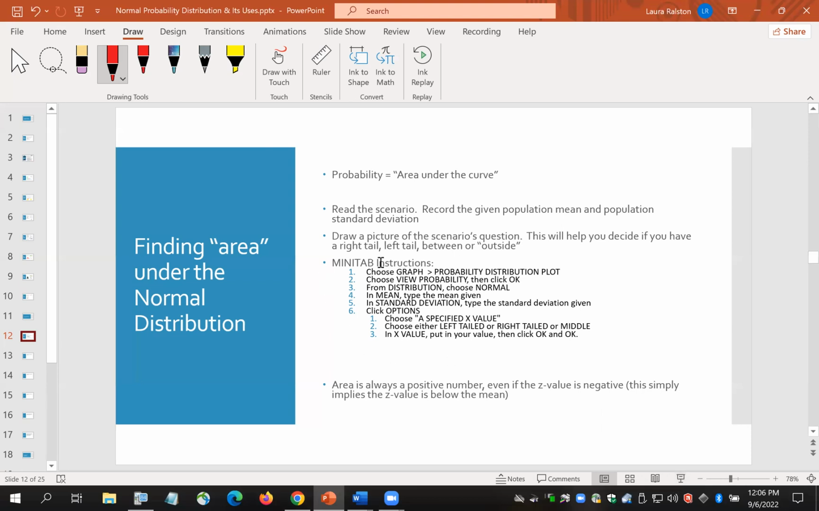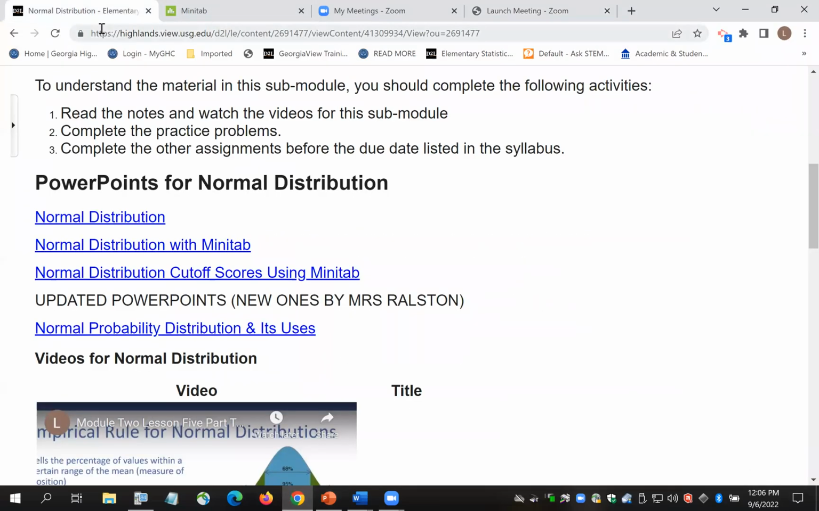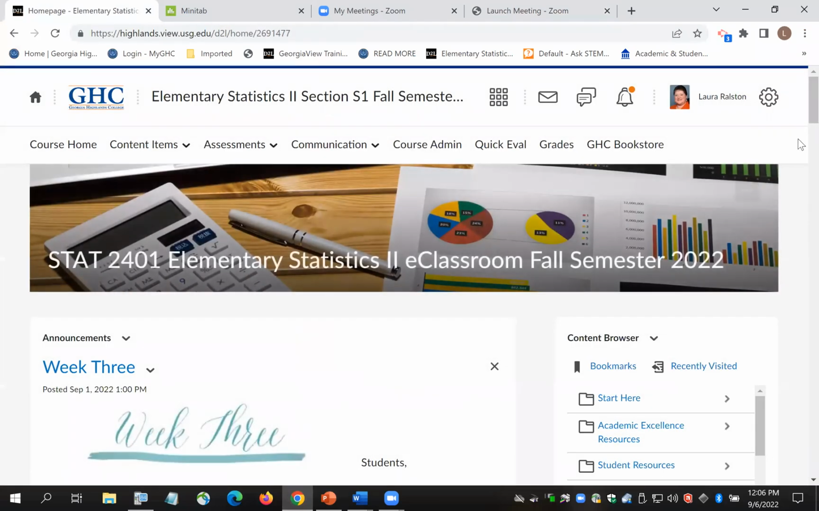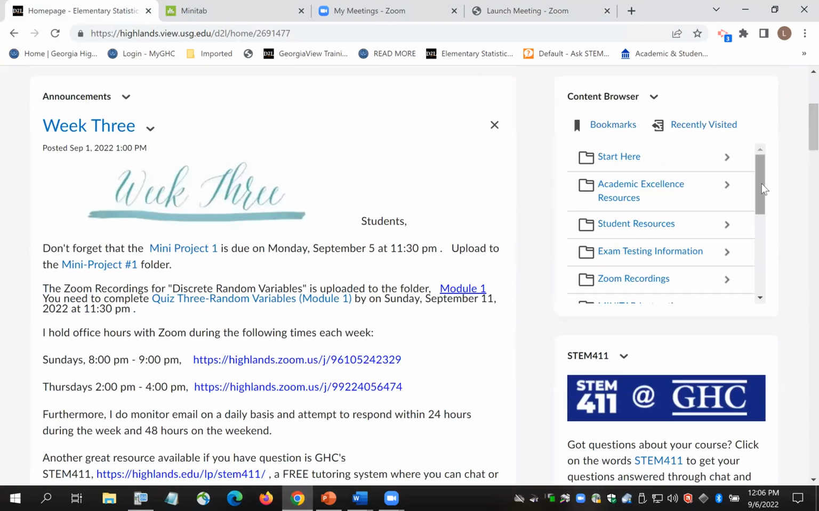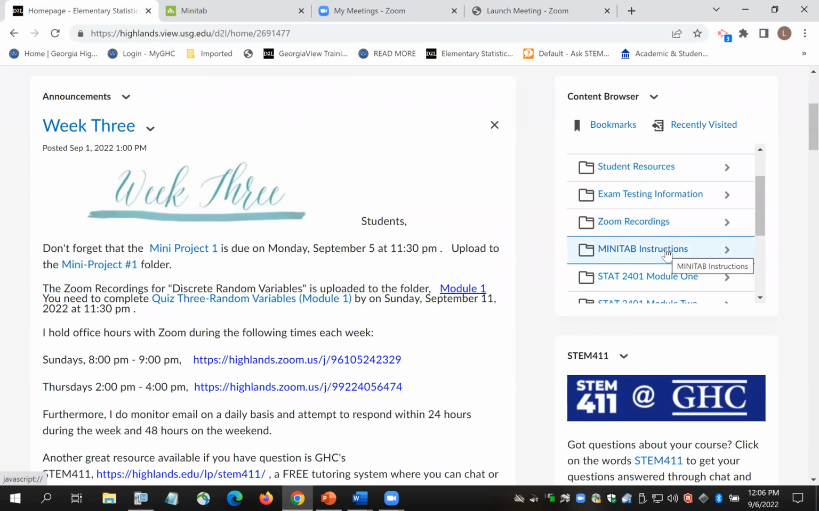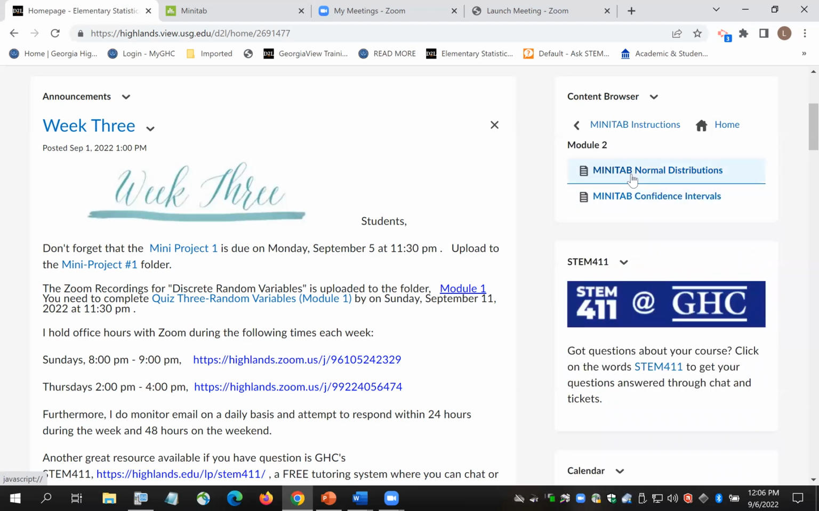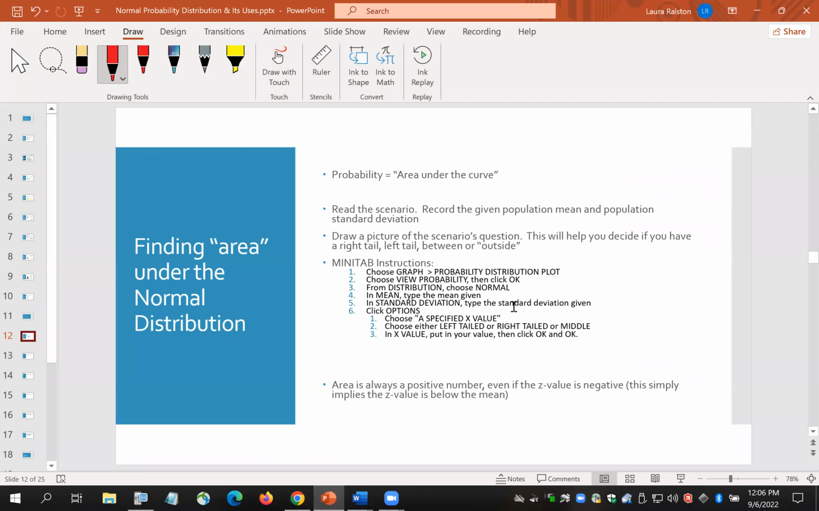I've given you the Minitab instructions here. Also, as a reminder, and I don't know if I've shown you this before, in the course, under the content, I've added the Minitab instructions. There is a folder under content labeled Minitab instructions. I have them sorted by modules. So we're now in module 2, and it has the Minitab instructions for the normal distributions. They're available in D2L. They're also here on this PowerPoint, which is slide 12.